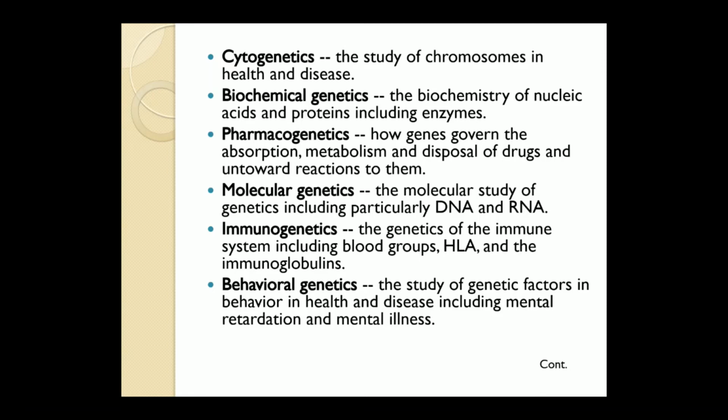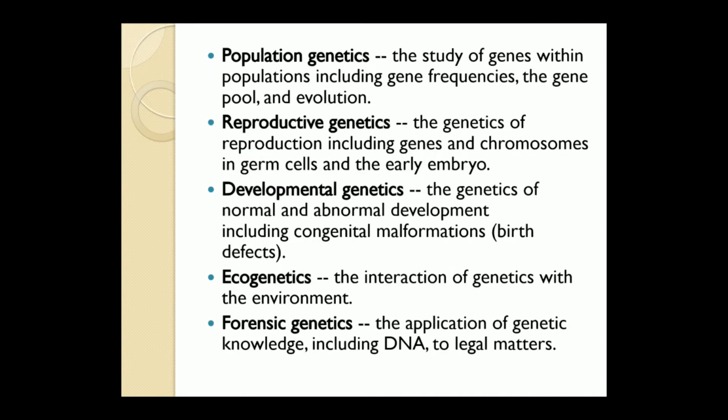Immunogenetics, the genetics of the immune system, including blood group, HLA, and the immunoglobulins. Behavioral genetics, the study of genetic factors in behavior in health and disease, including mental retardation and mental illness. Some kinds of mental retardation and mental illness, including depression also, might have some genetic history. So this comes under the area of behavioral genetics.